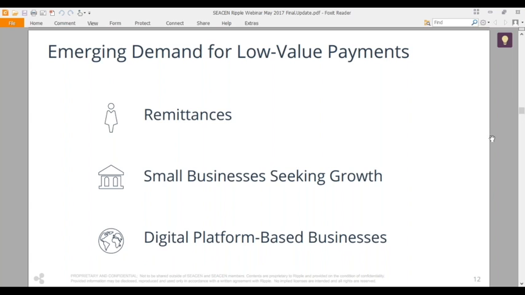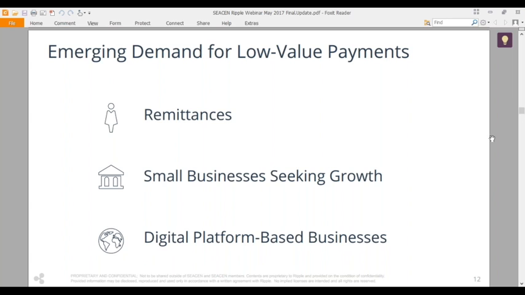Finally, the newest aspect of demand from cross-border payments is digital platform-based businesses. This is a new type of company that's in the market that has a very different payment demand than what we've seen traditionally from large corporates. Examples of these businesses are companies like Alibaba, Amazon, Uber, Airbnb. These are online companies that are platforms that have global reach. Their payment need is all cross-border, or predominantly cross-border, at a very high volume, but low value.